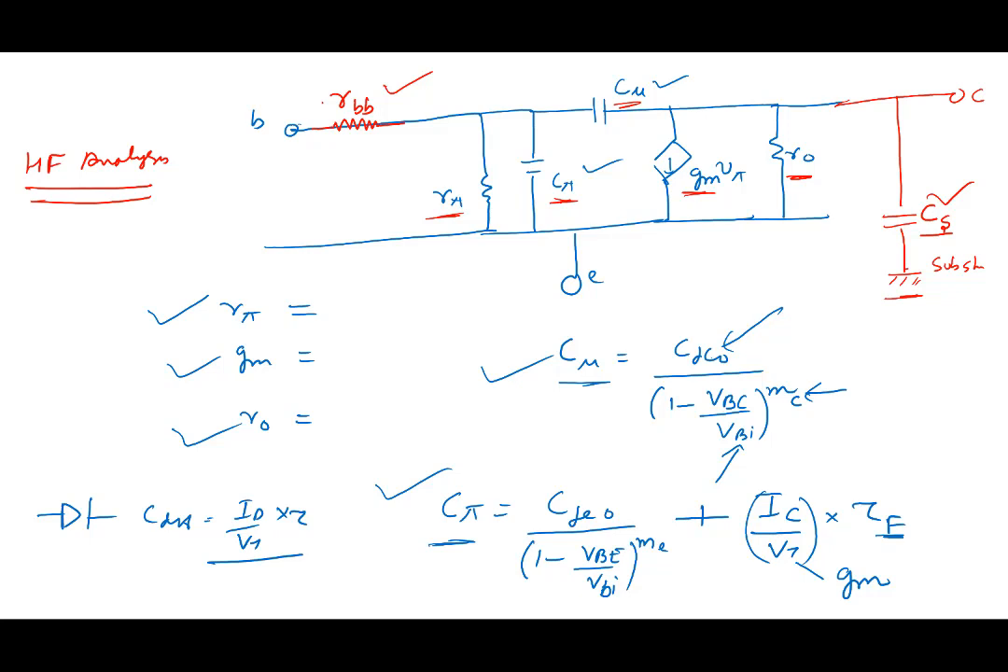In many of these simplified analyses, you will see that CS is being ignored. We don't talk about CS, we just ignore it. But in many of the IC amplifiers, you need to take into account the substrate capacitance also. All right, so let's stop here, and then we'll continue with a little bit of BJT circuits, and then we'll go on to MOS circuits.